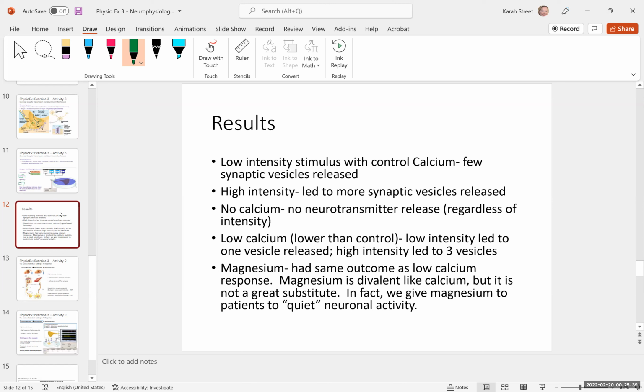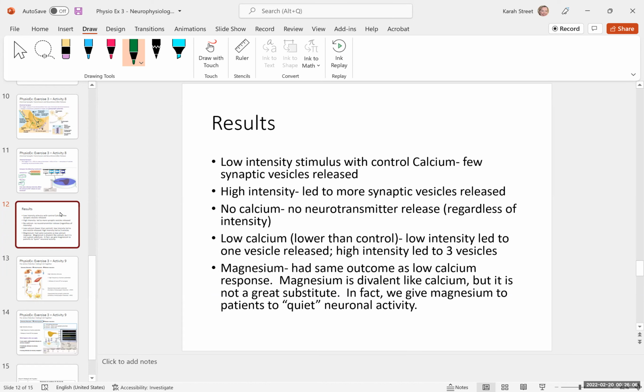Then we looked at the low calcium, and remember, the low calcium sample was lower than the control. Low calcium with low intensity action potentials led to a vesicle released. High intensity led to more vesicles released, but not as much as the control calcium sample.